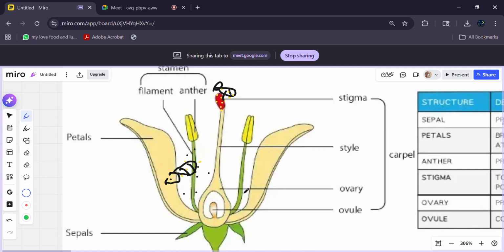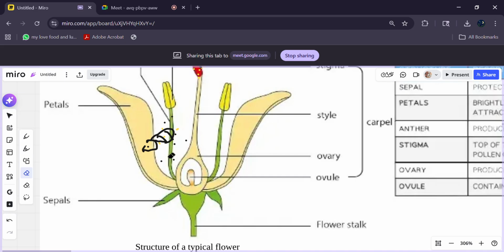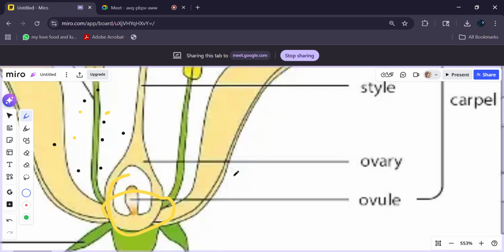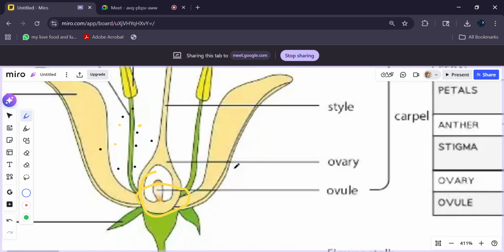The ovary. Now the final part of this plant section is the ovary. The ovary consists of one or more ovules. These are the ovules. Within each mature ovule is a female gamete or egg cell called the ovum. The ovum is produced by meiosis and is therefore haploid.